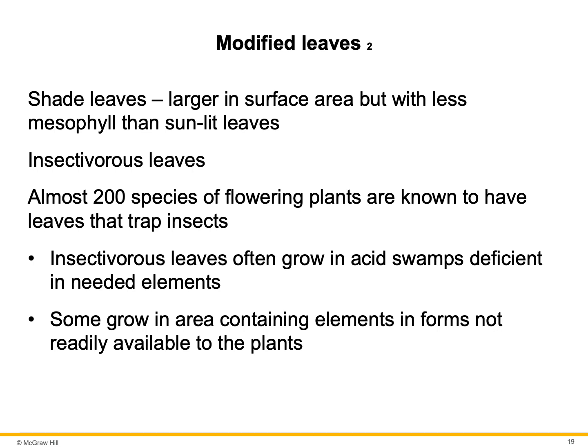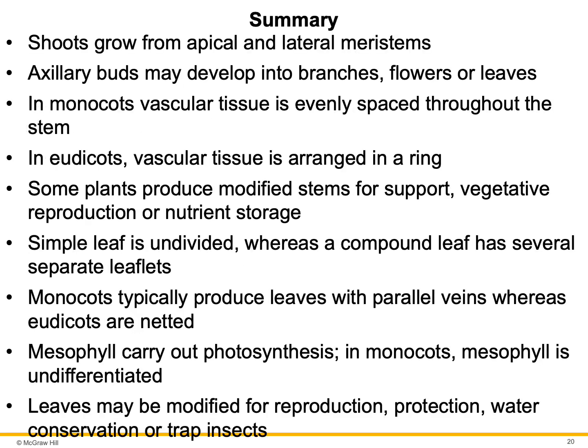So, by trapping insects, they digest the soft bodies of insects to replenish the nutrients that they don't get. And some grow in areas containing elements in forms not readily available to plants. So, in order for these plants to grow well, they digest insects to meet their nutritional requirements.